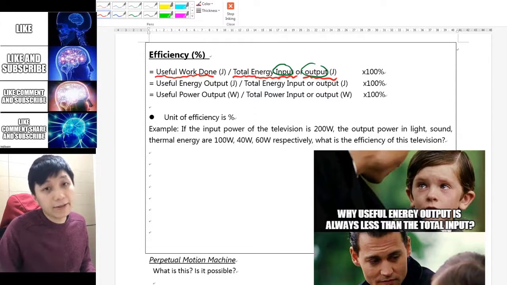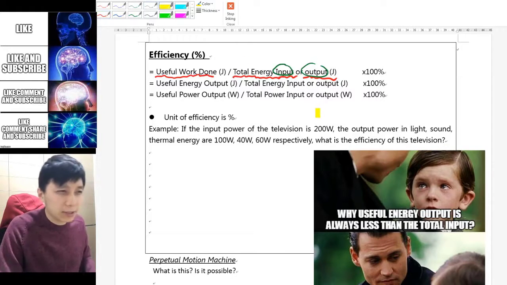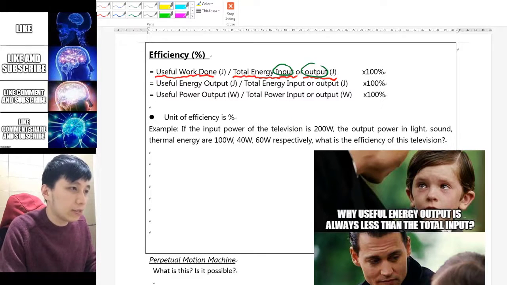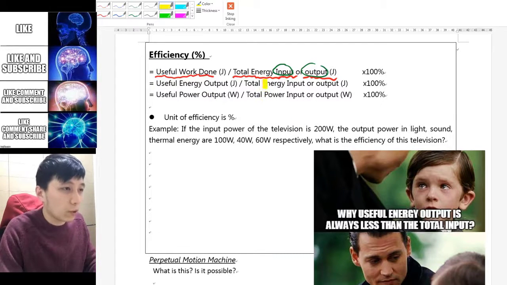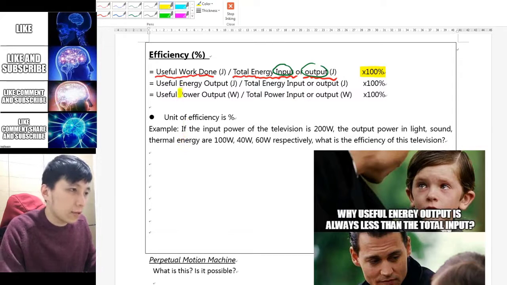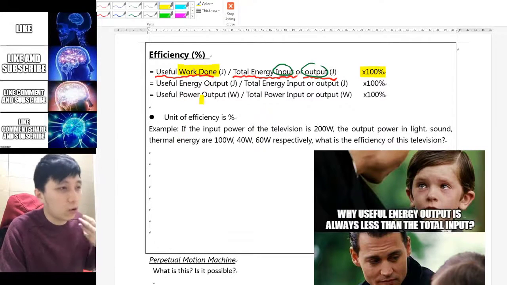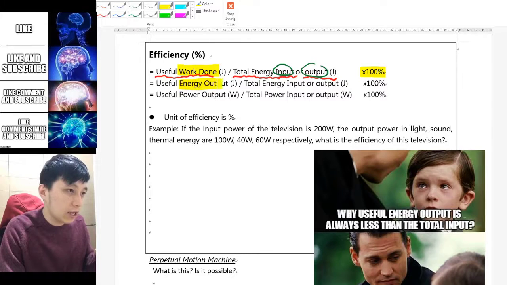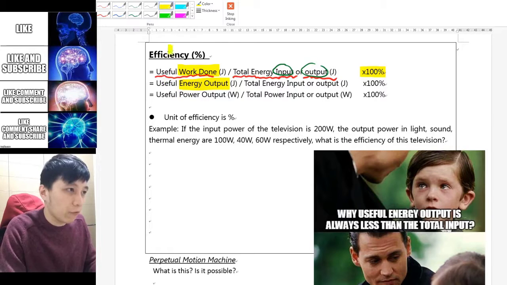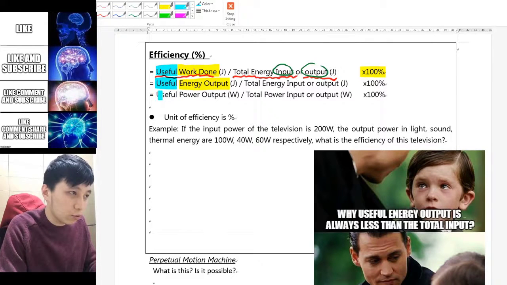If you still don't understand, that's totally fine. Once you see the example, you will understand it very quickly. So now let's quickly look at the other two versions of the equation first. Now we have useful work done over total energy input or output times 100% because usually we represent that in percentage. Instead of saying work done, we can also say energy output. So both of them are useful.